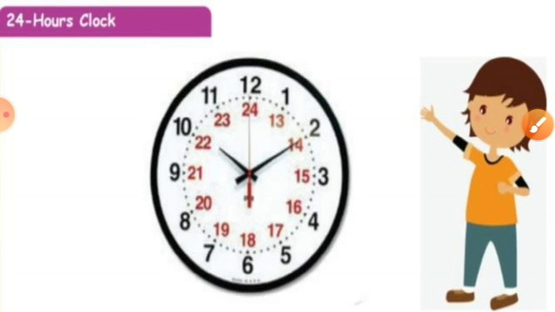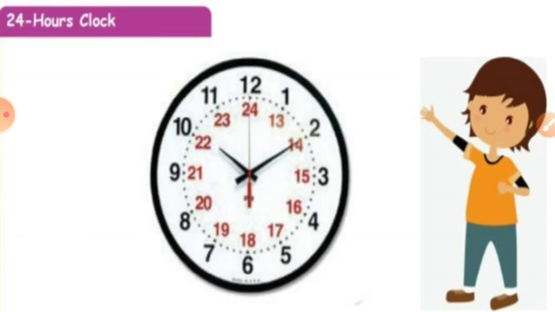Next one is the 24 hours clock. But in the 24 hours clock, we will not use AM and PM. We simply use the term hours. And where will the 24 hours clock be used? The 24 hours clock will be used in railways. That means to denote the time in railways and in the defense department and television and internet and so on.